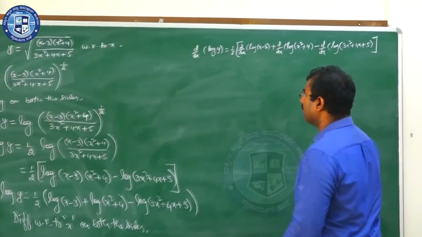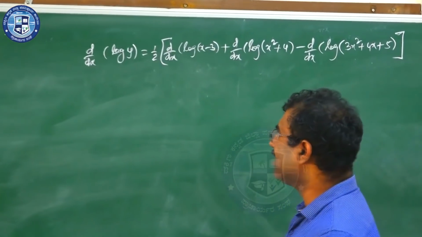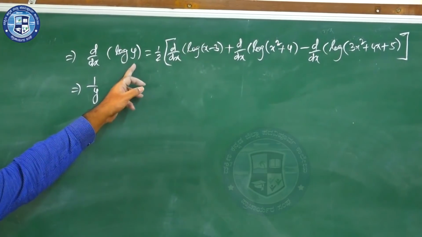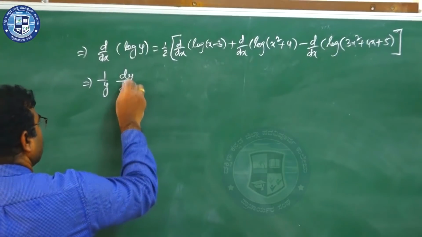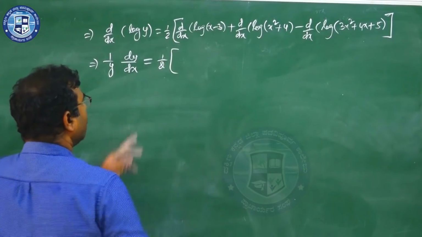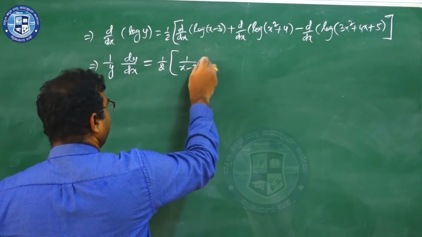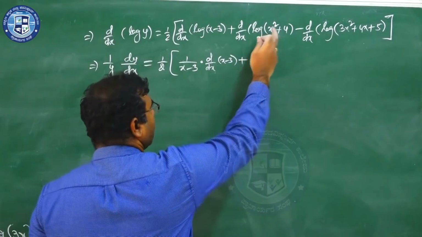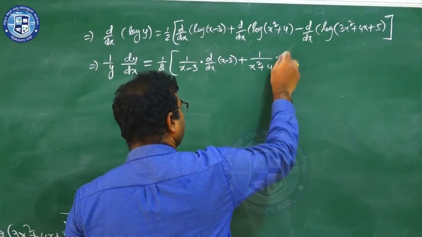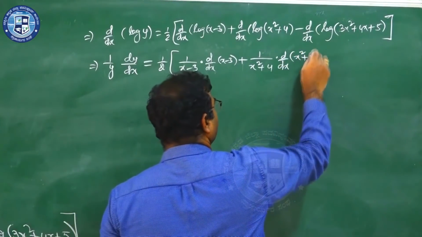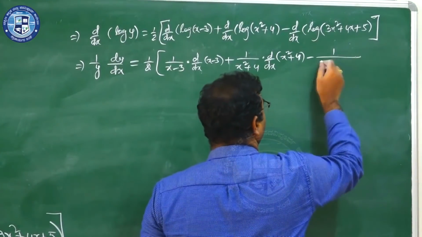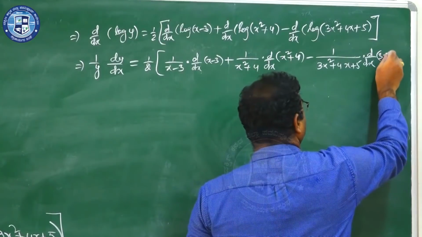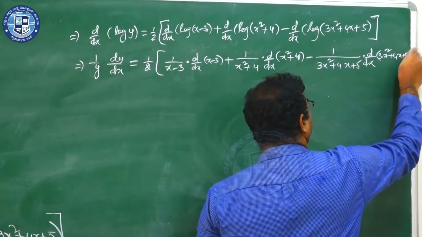Okay, like this. So d by dx of log x is 1 by x. But this is not x, it's a derivative you need to consider. So d by dx of log y is equal to 1 by 2 into 1 by (x minus 3) into d by dx of (x minus 3) plus 1 by (x square plus 4) into d by dx of (x square plus 4) minus 1 by (3x square plus 4x plus 5) into d by dx of (3x square plus 4x plus 5), because it's not x, it's a derivative you need to consider.